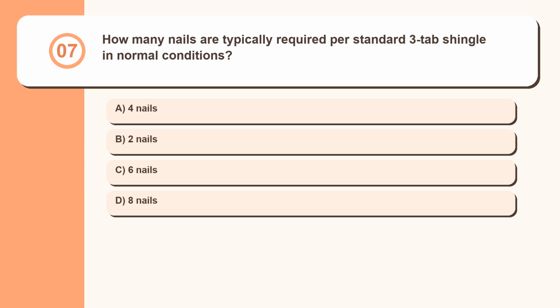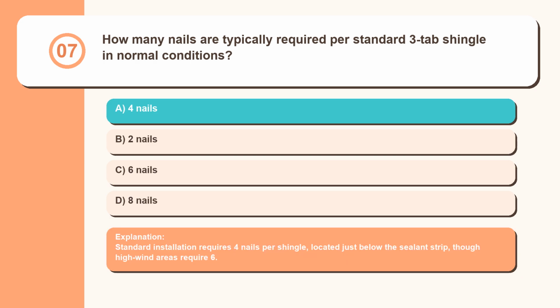Question 7. How many nails are typically required per standard 3-tab shingle in normal conditions? 4 nails, 2 nails, 6 nails, 8 nails. Standard installation requires 4 nails per shingle, located just below the sealant strip, though high wind areas require 6.